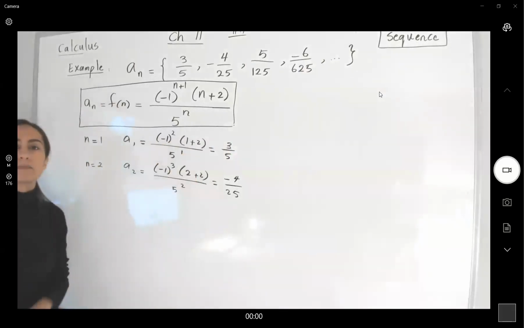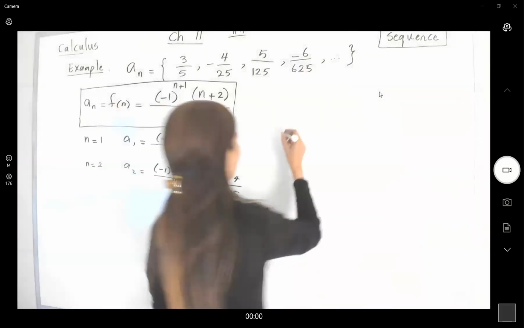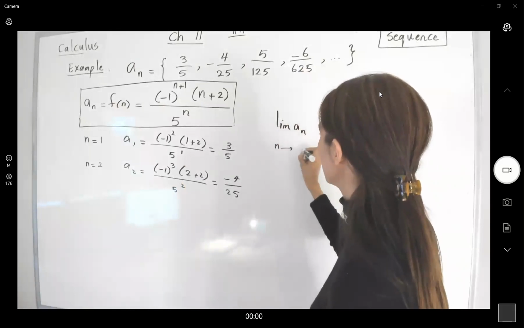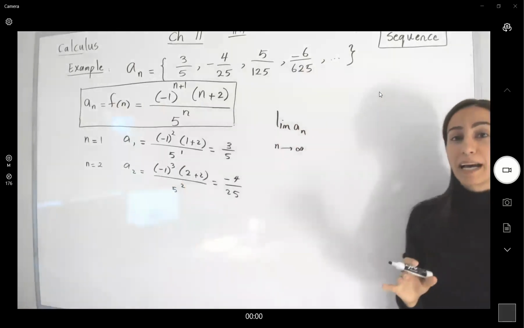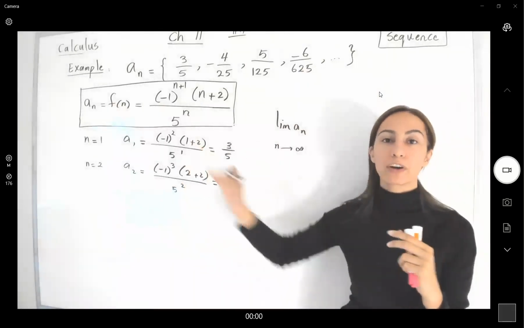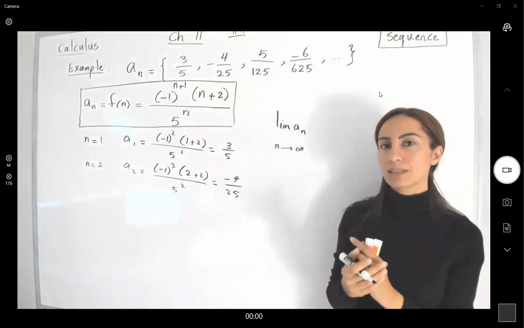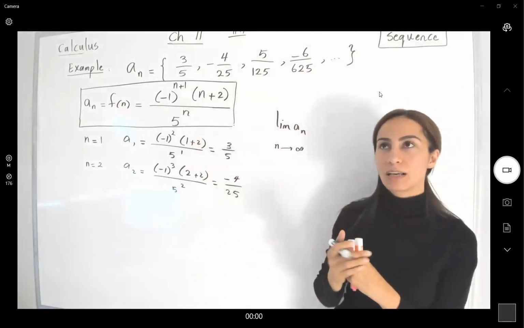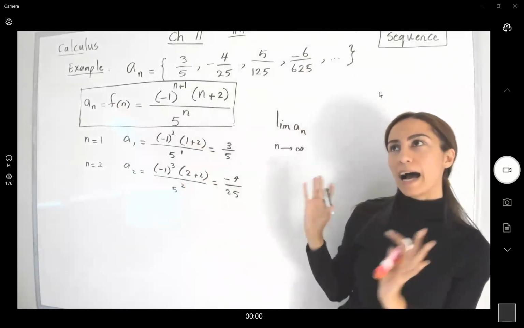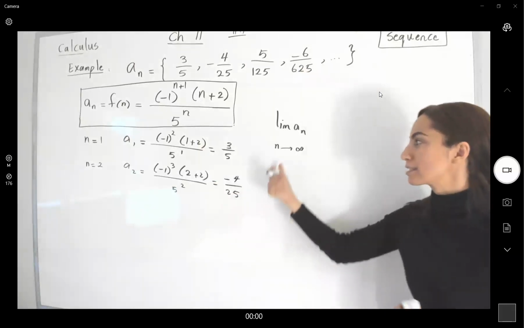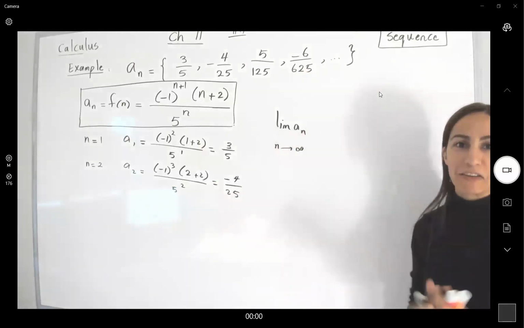Now you should be asking, what is the limit of this sequence? What is the limit of a sub n as n goes to infinity? Remember that when it comes to sequences, you're interested in end behavior of the sequence. You're not really interested in the finite elements or terms of the sequence. You're interested in how this sequence behaves while n gets larger and larger, goes to infinity.